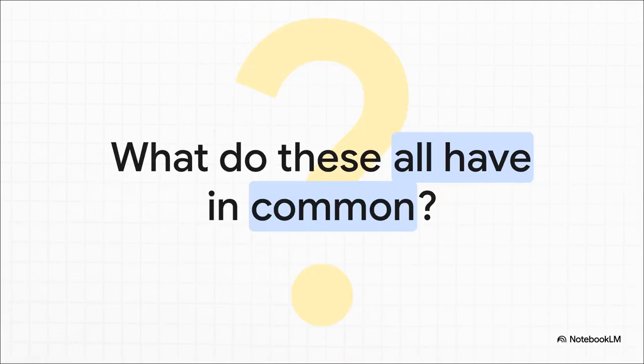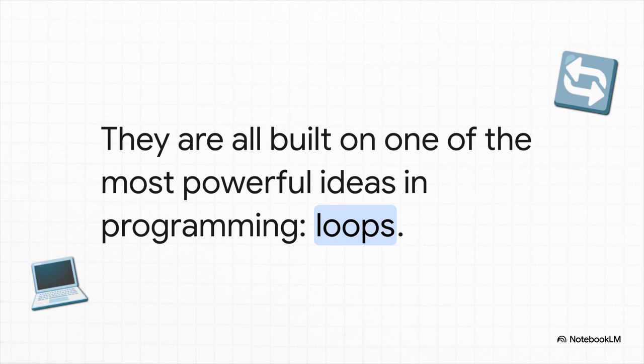So, here's a bit of a riddle for you. You've got your alarm clock, which does the same thing every single morning. You've got a video game, which is constantly checking what you're doing. And you've got your social media feed, just loading post after post after post. I mean, they seem completely different, right? But they all share this one core secret ingredient. And there it is. The answer is loops.